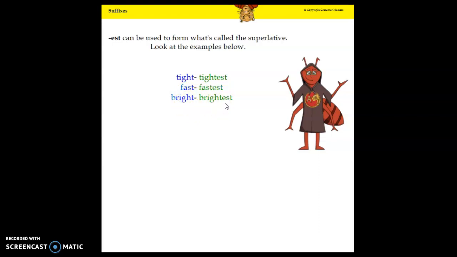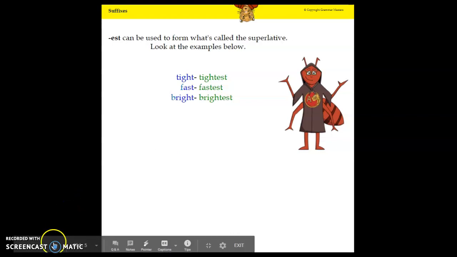What's happened to the words now? How has it changed them when we add the est suffix? Have a little think about it before I go on to the next slide and I explain a bit more.